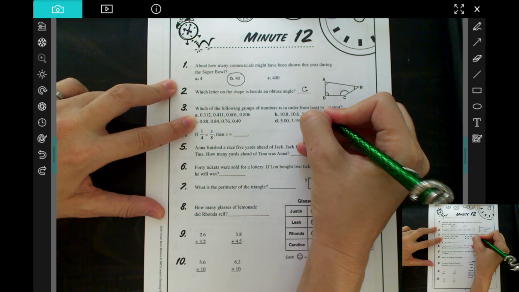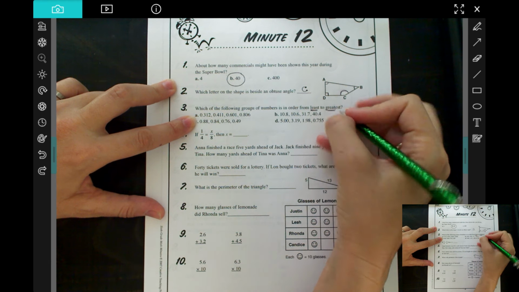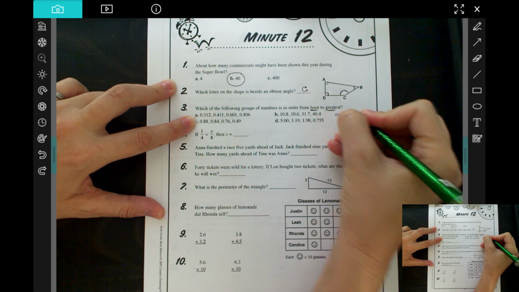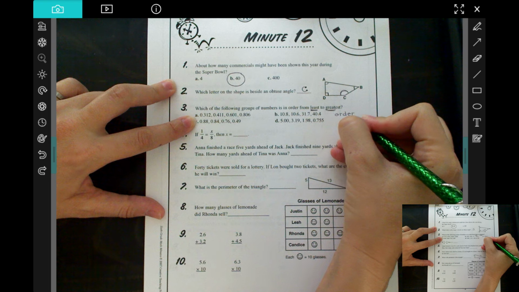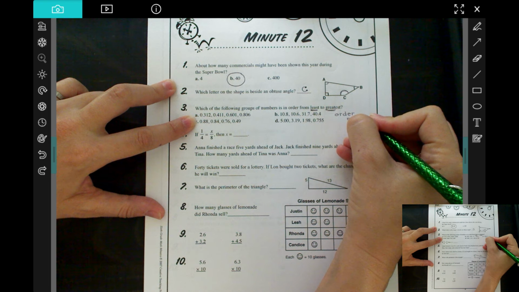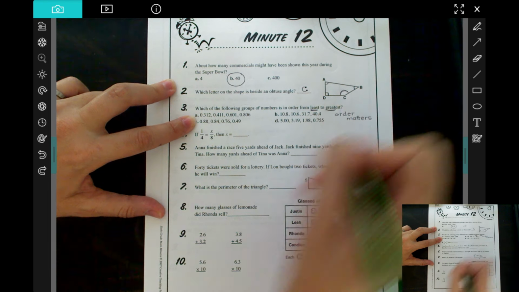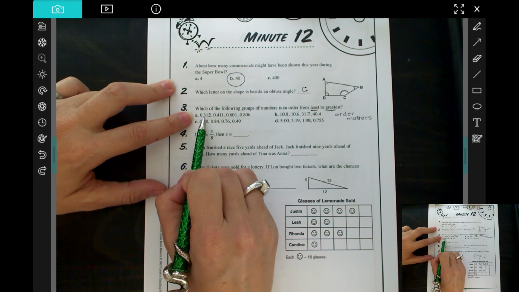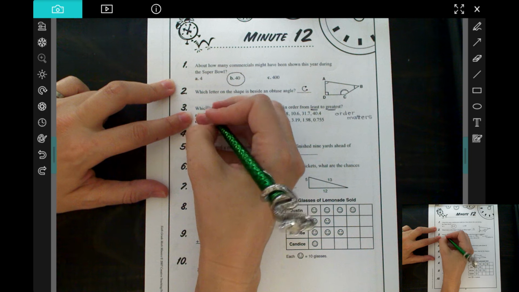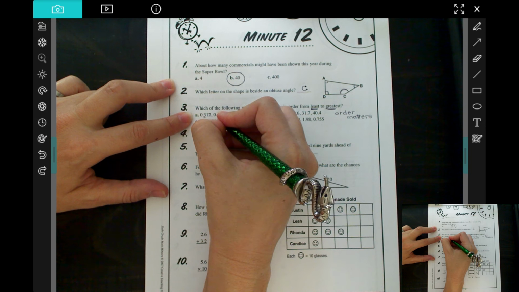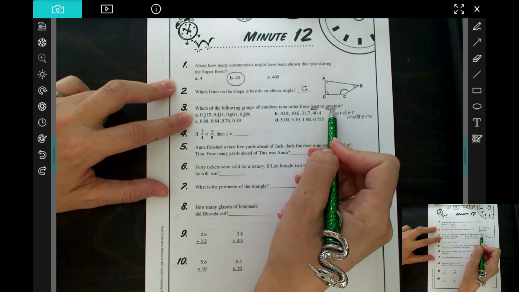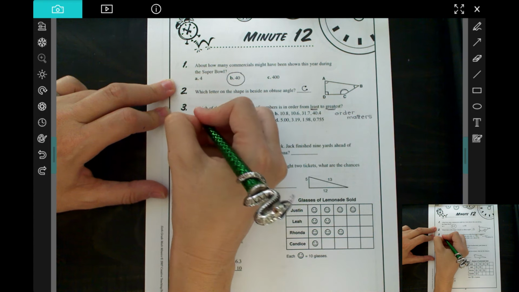All right, number 3, which of the following groups of numbers is in order? Order matters. Least to greatest. I'm going to write this for the last time this week. Order matters. Hopefully you are sick and tired of hearing me say it, but that means it's stuck in your head. Order matters. Here we go. I'm just going to look in the tenth spot here. 3/10, 4/10, 6/10, 8/10. Least to greatest. Oh, well, that one is least to greatest.